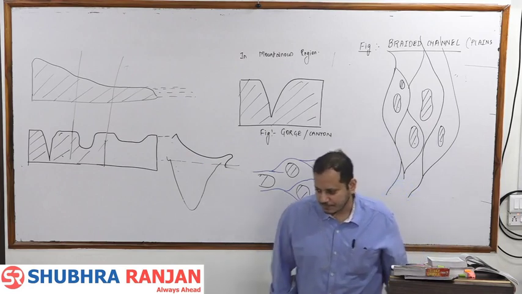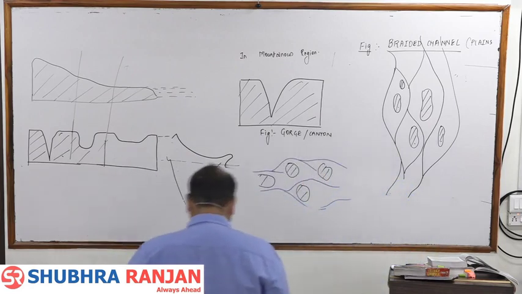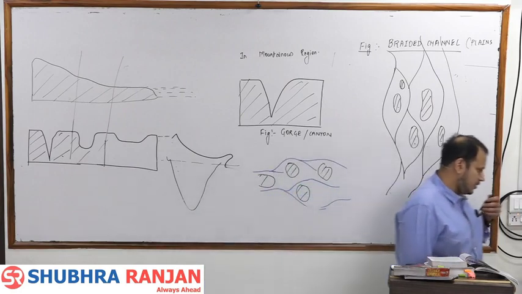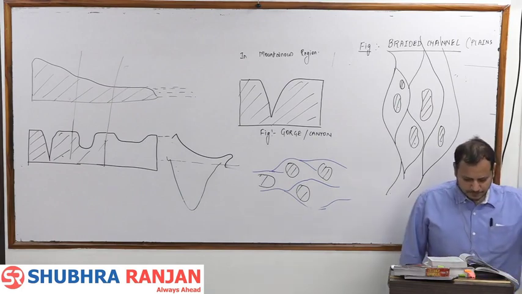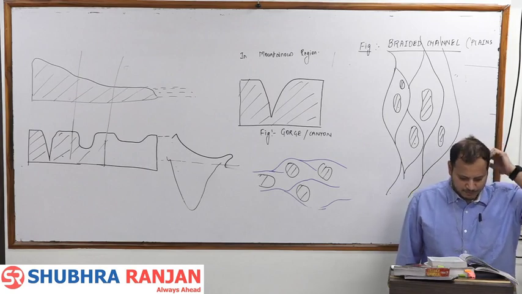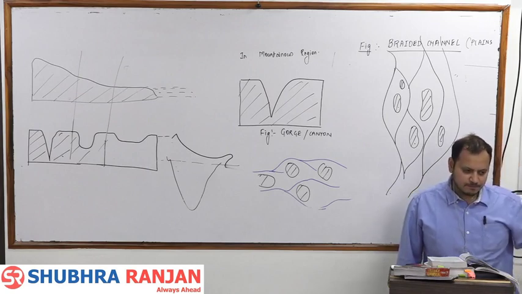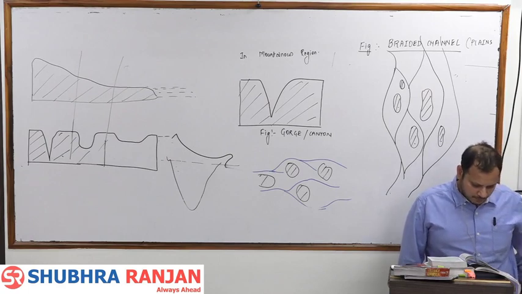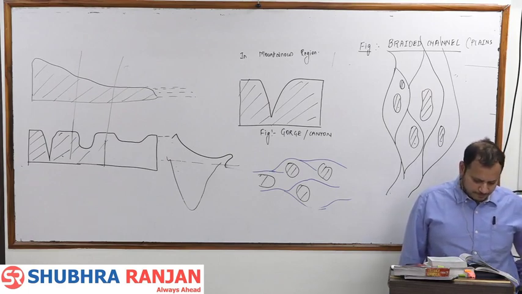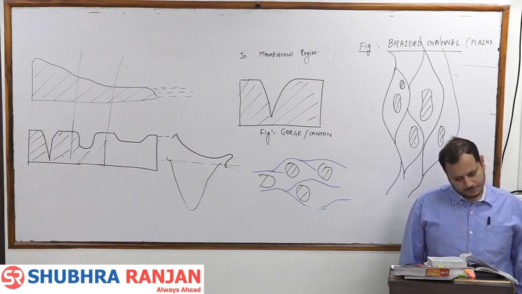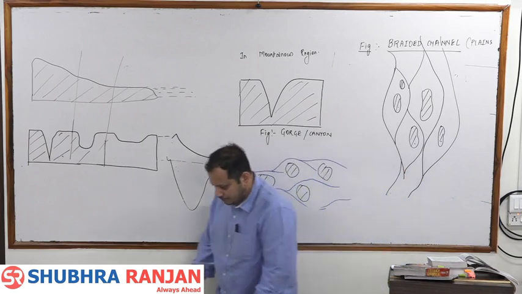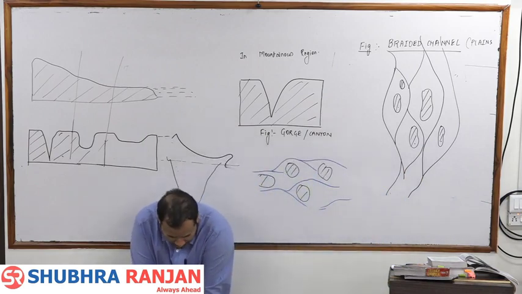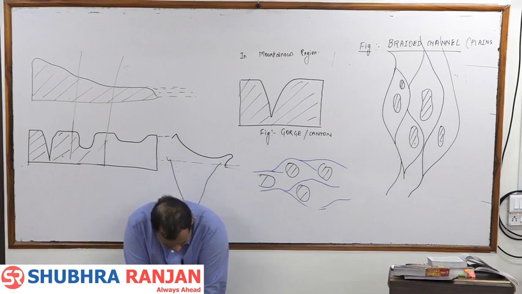So, endogenetic processes will increase the height of the landforms, to build up mountains, valleys, and the exogenetic processes will destroy these landforms.